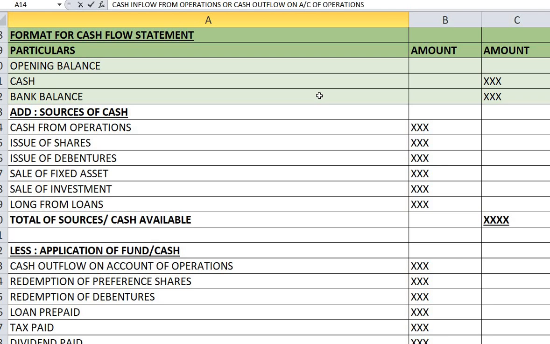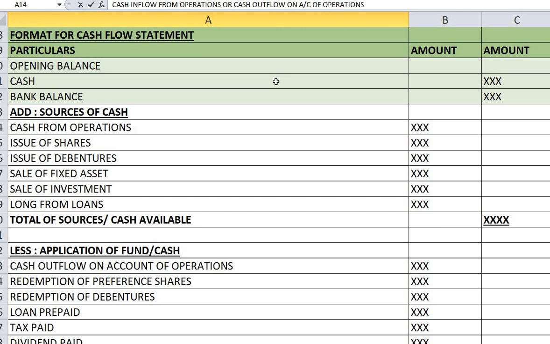From that, take out the opening balance of cash and bank. So based on this opening cash balance and opening bank balance, we will prepare the sources and application, and from which we are going to prepare a cash flow statement.